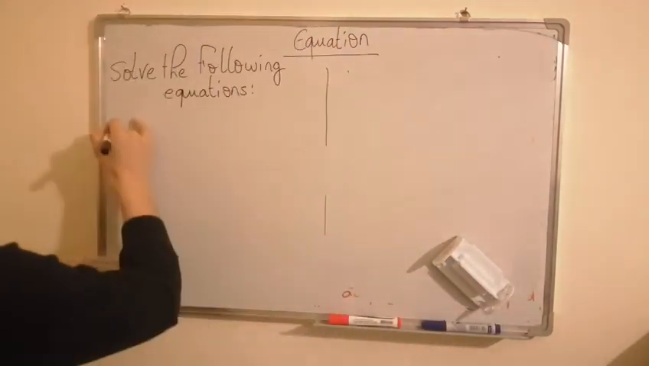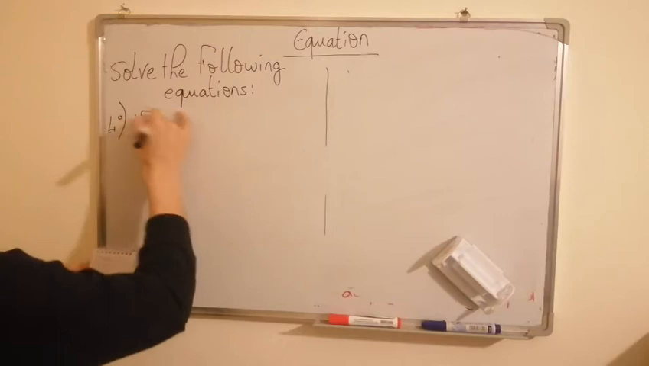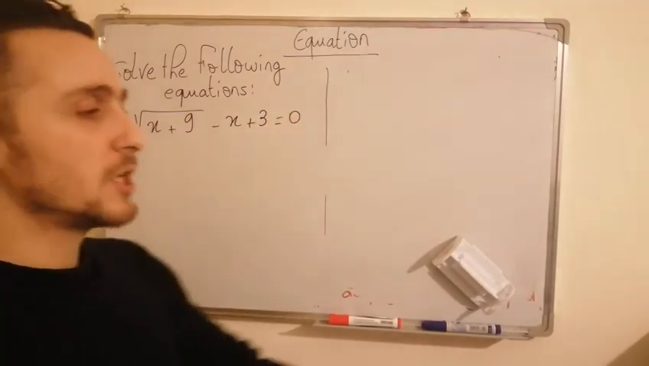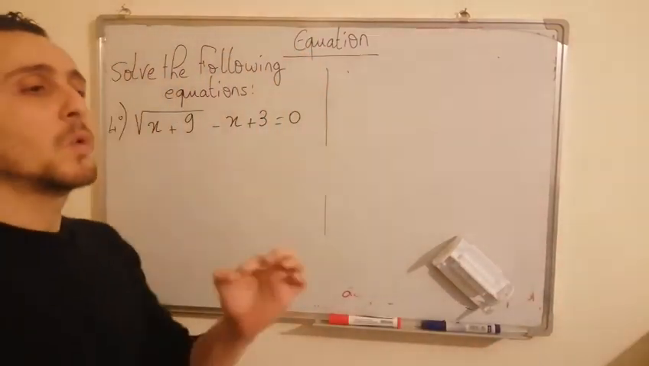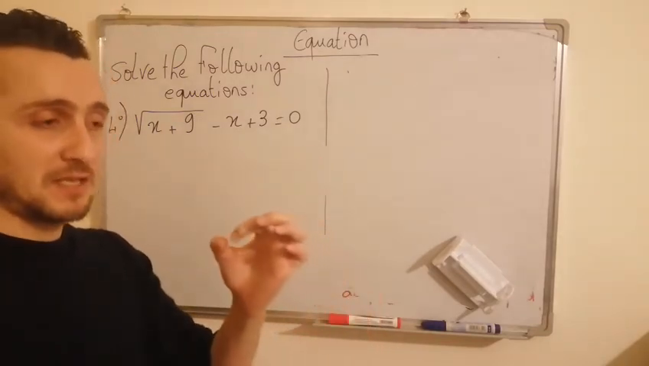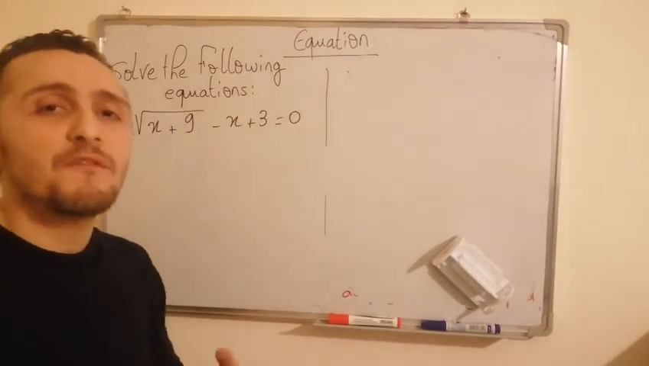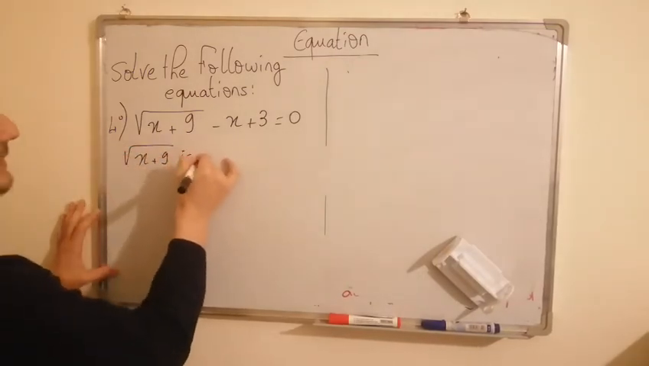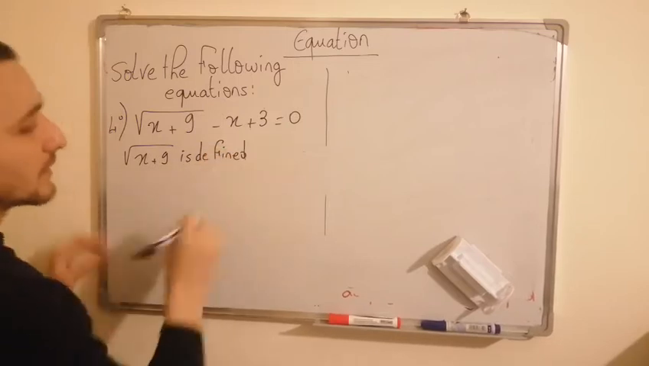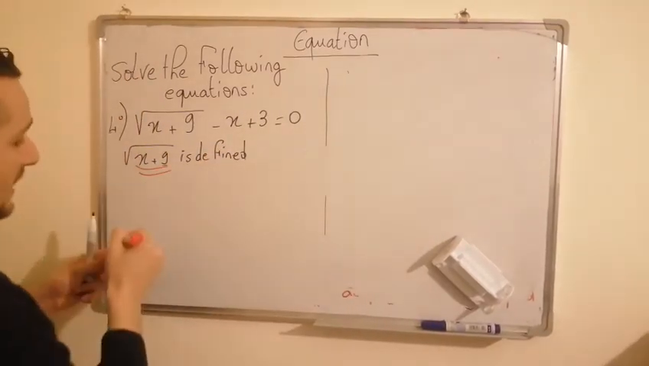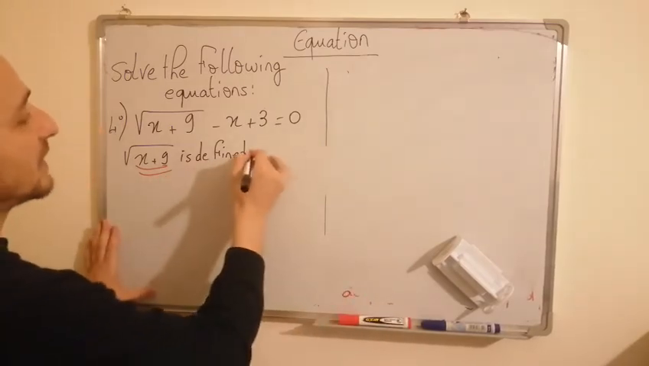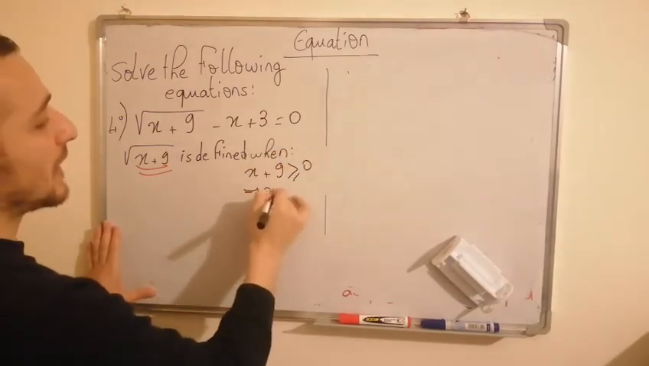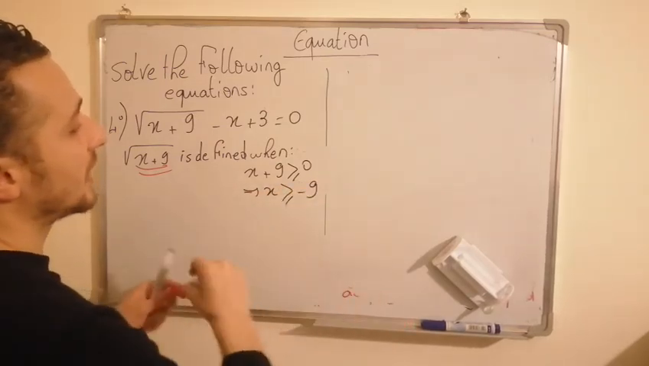Part 4: solve the equation radical x plus 9 minus x plus 3 equals 0. Before solving this equation, we have to find the domain of definition of this expression, or for what values of x this expression is defined. Radical x plus 9 is defined when the quantity in the radical is bigger than or equal to 0. Is defined when x plus 9 is bigger than or equal to 0, implies x bigger than or equal to minus 9.